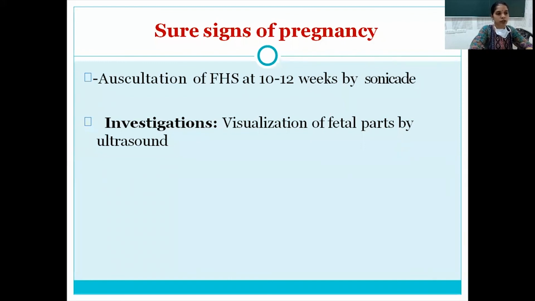So, what are the sure signs of pregnancy? Auscultation of the fetal heart at 10 to 12 weeks by sonography is a sure sign of pregnancy, and visualization of fetal parts by ultrasound. Those are the sure signs. The history of amenorrhea and a positive pregnancy test are the diagnostic signs, but that is confirmation. The sure signs of pregnancy are auscultation of the fetal heart by 10 to 12 weeks and visualization of fetal parts by ultrasound.